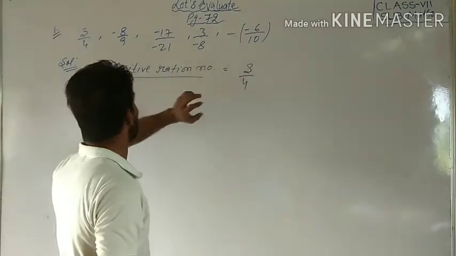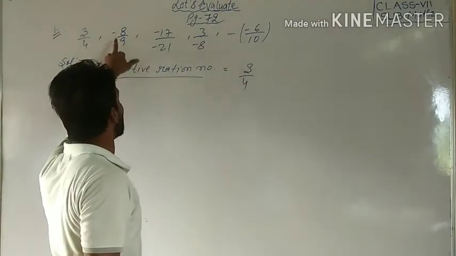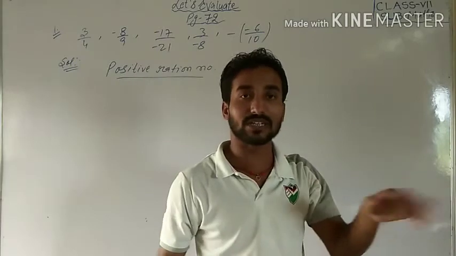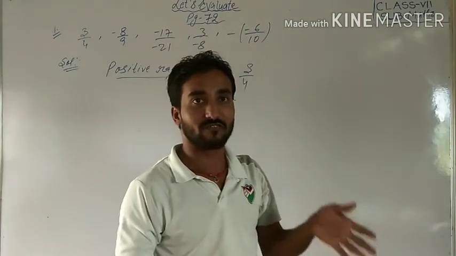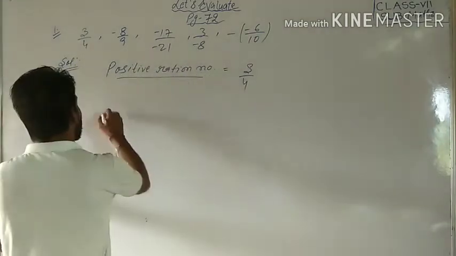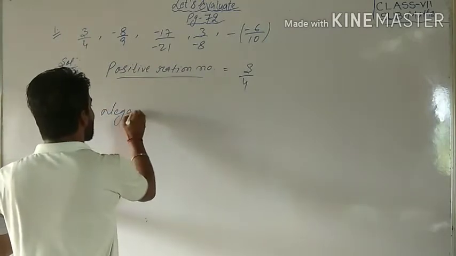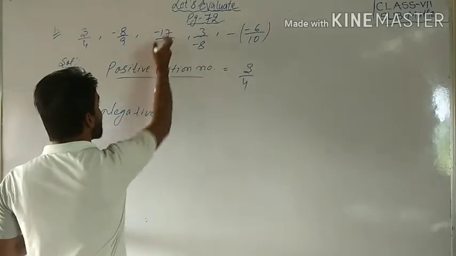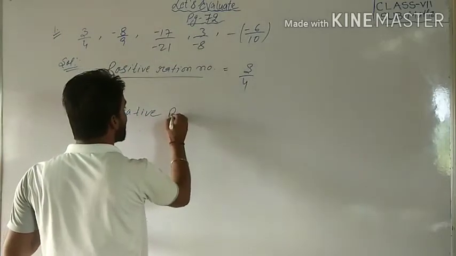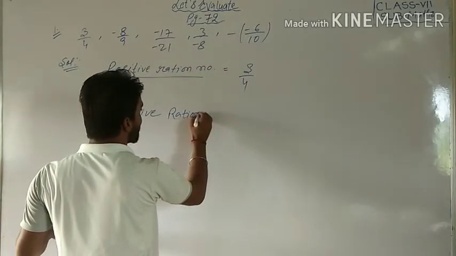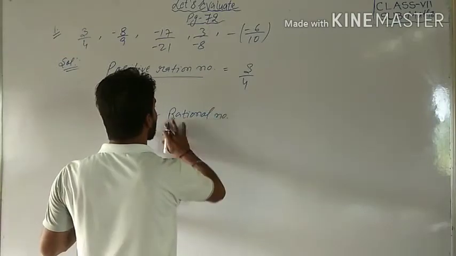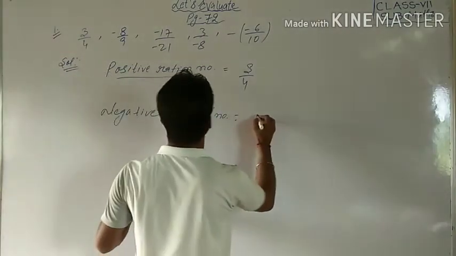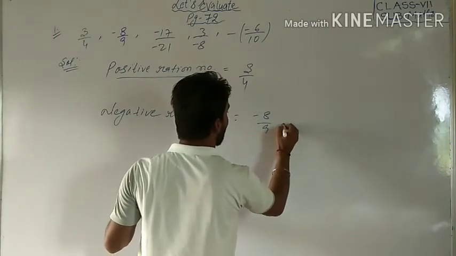Next, minus 8 by 9. As it includes a minus, we identify that number as part of the negative numbers. It is in the form of p by q, which is why it is a rational number. So it is called a negative rational number: minus 8 by 9.